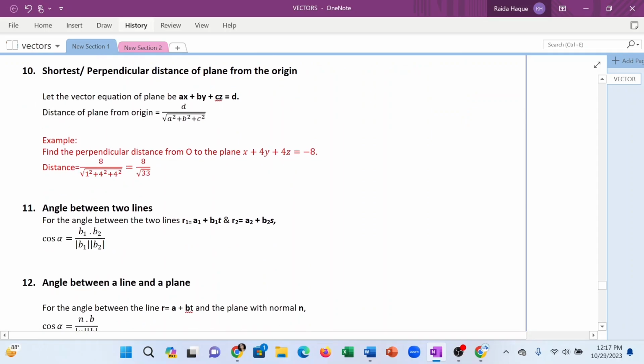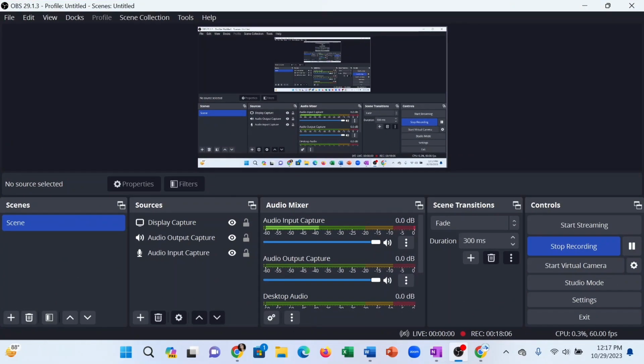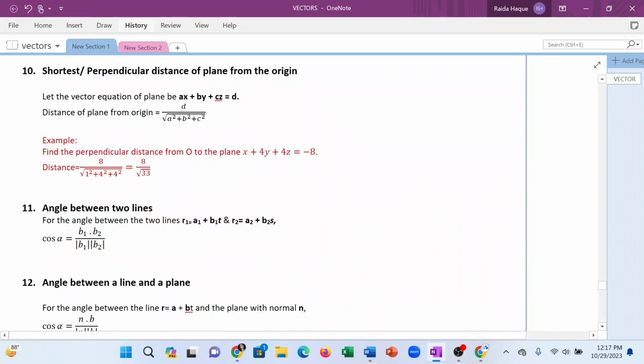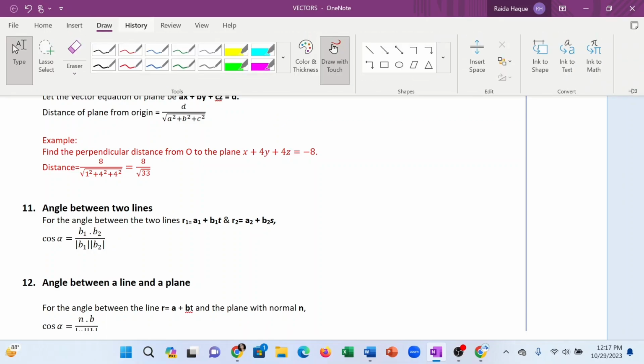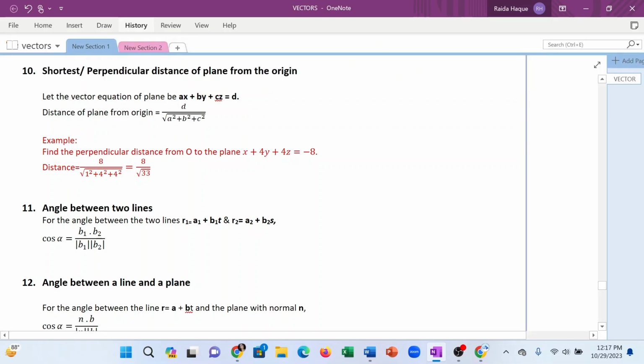So now we have the shortest or the perpendicular distance of plane from the origin. So for the shortest, the perpendicular distance of plane from the origin, we again have a formula. Make sure this is a formula you know very clearly because this has been coming a lot in the recent years. In 2022, 2021, I saw this come quite a few times in the 9231 papers. However, this formula is not given in the course book.